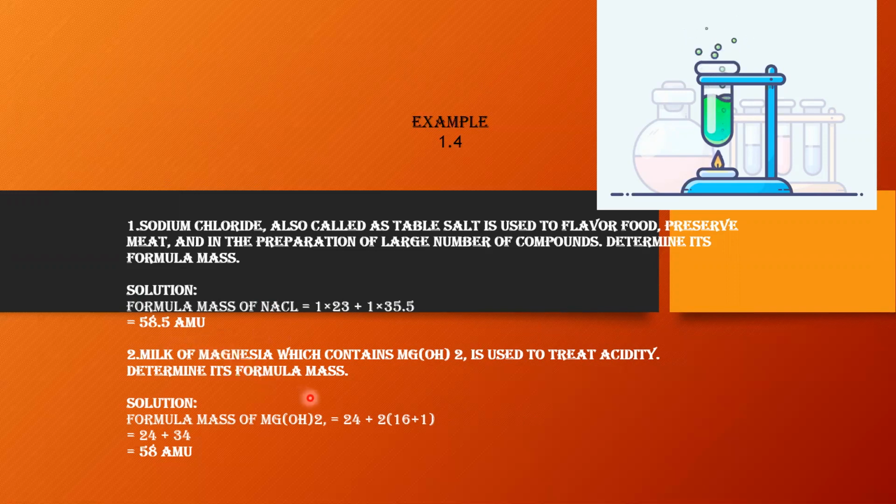Second one is milk of magnesia. Milk of magnesia, which contains magnesium hydroxide and is used to treat acidity. So determine its formula mass. Atomic mass of magnesium is 24, oxygen is 16, hydrogen is 1. So overall 58 atomic mass unit.